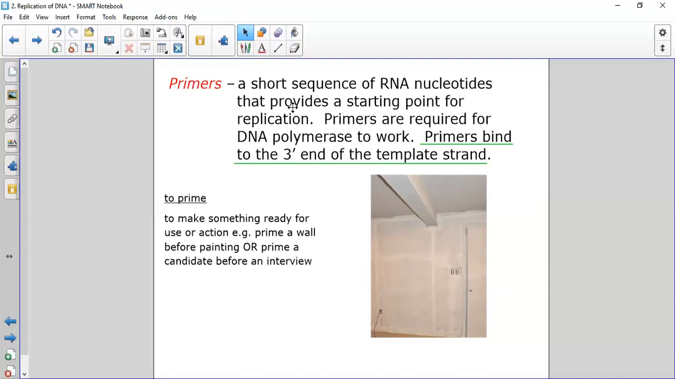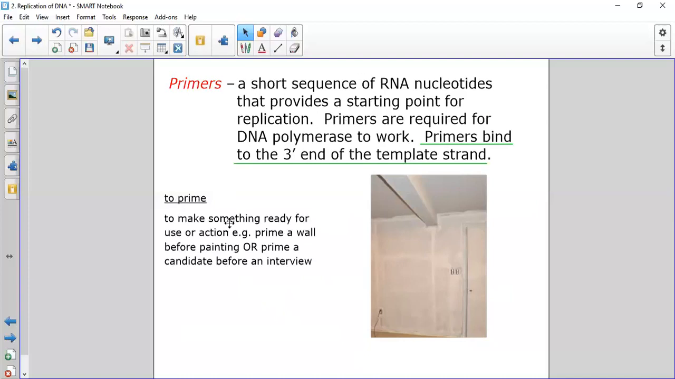So the primers are what we need at the start. Okay, we need them at the very beginning for DNA replication to happen. Primers are actually RNA nucleotides joined together. Now, you haven't really got a clue what RNA is yet, and it's not really that important for DNA replication, but you will see it described as that. So primers aren't DNA, but they're very, very similar.